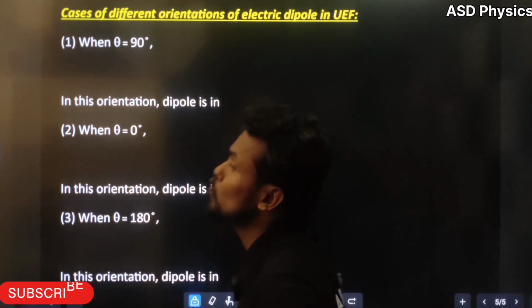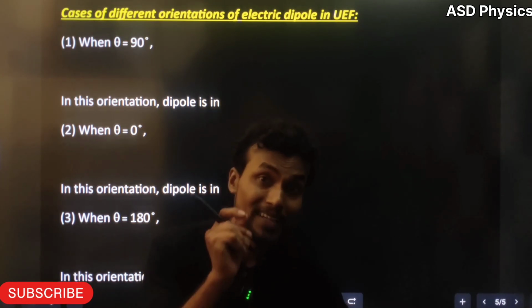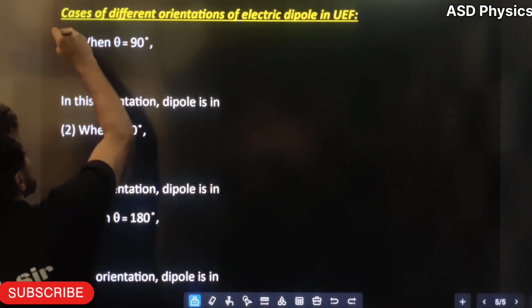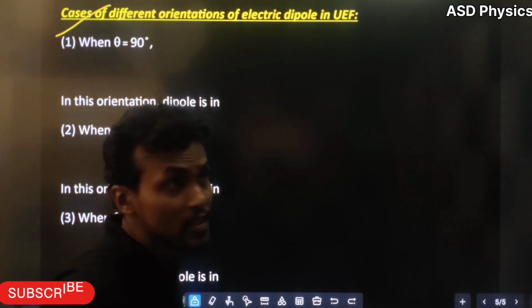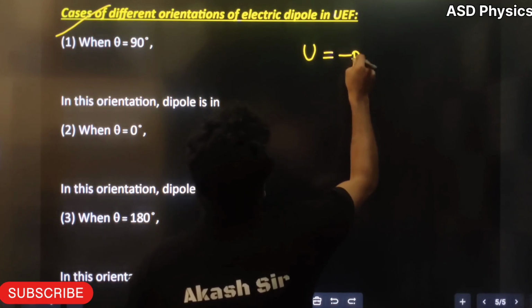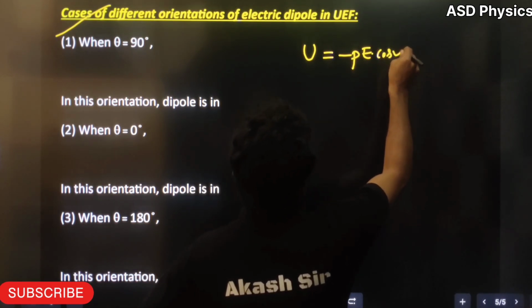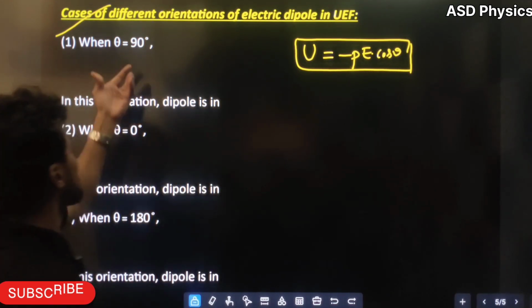Now we are going to see some cases of the potential energy. In the exam it will come directly. First, cases of different orientations of an electric dipole in a uniform electric field. But before that, we should know the formula: U equal to minus Pe cos theta. Now, theta how much?